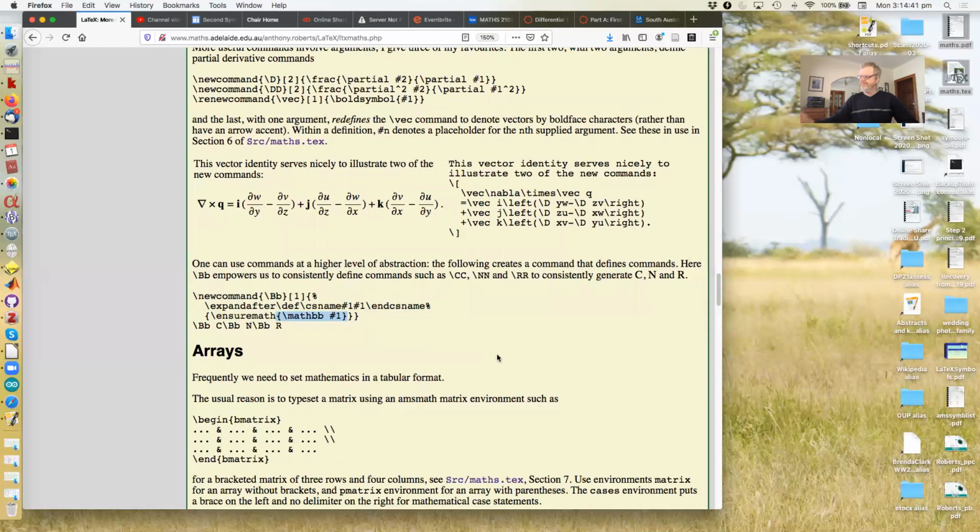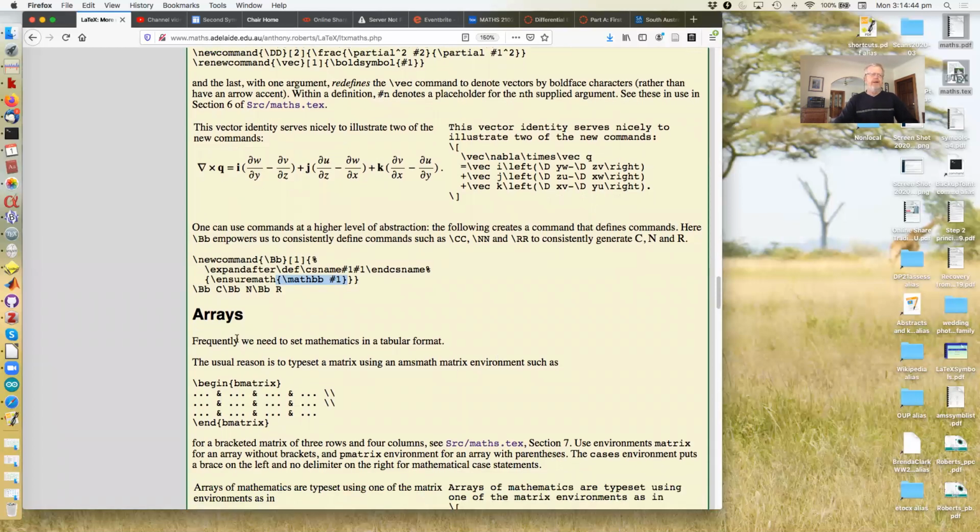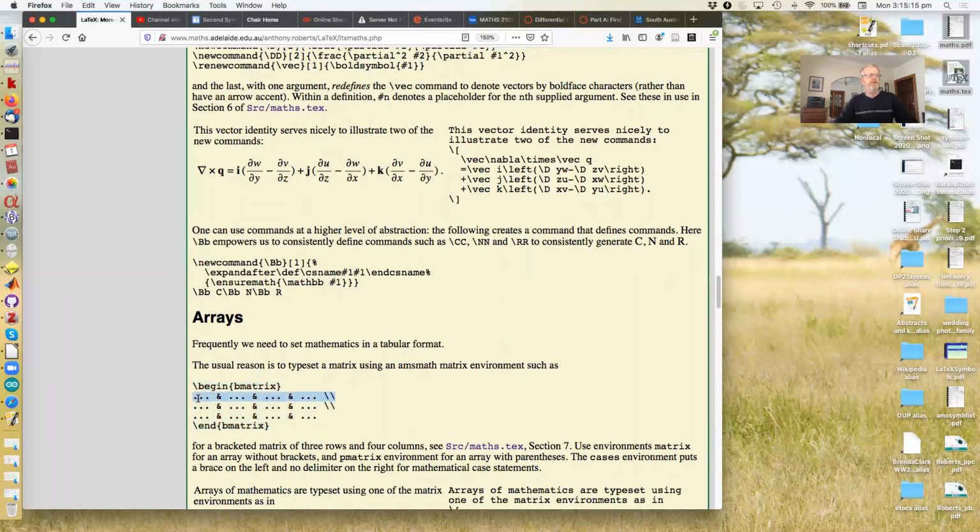All right, what else are we going to look at? Arrays. Now, frequently we have to typeset mathematics in tabular format. It's pretty much the same as the tabular format for tables. The usual reason is to typeset a matrix. So AMS Math provides us with some convenient matrix commands. So \begin{bmatrix}, \end{bmatrix}, typesets a bracketed matrix. And just as for the tabular environment, each row is delimited by a double backslash, and this has got 3 rows. And then each column is delimited by an ampersand, so this matrix has got 4 columns, 3 rows, and the 3 dots there represent whatever stuff we want to appear in the matrix.